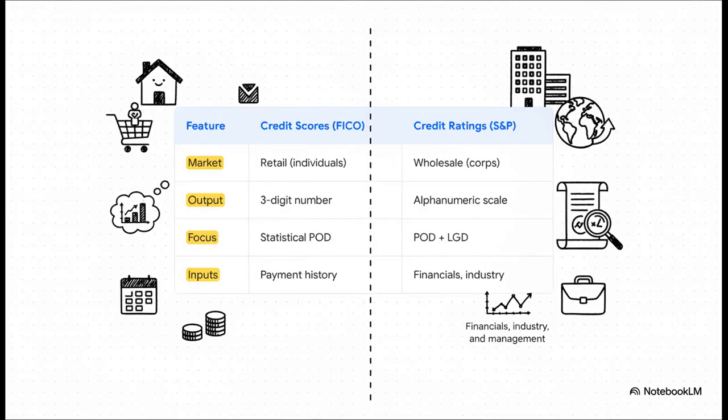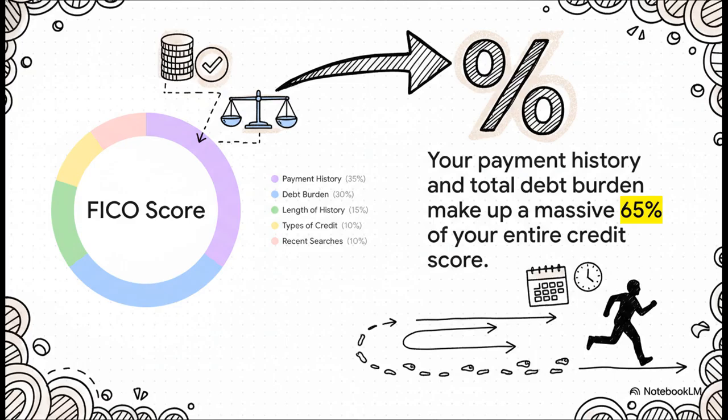So here's the big takeaway from this table. It's all about that market separation. You've got credit scores like FICO, which are for the retail market. That's you, me, and small businesses. They're purely statistical, just crunching numbers like payment history. Then you have credit ratings from the big guys like S&P. Those are for the wholesale market, corporations, governments, and they go way deeper, looking at financials, the industry, even how the company is run.